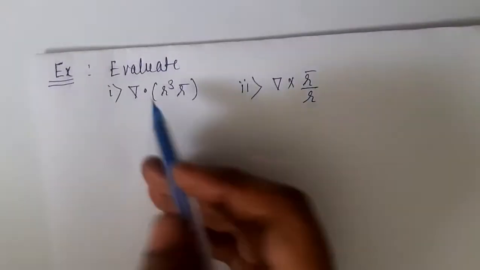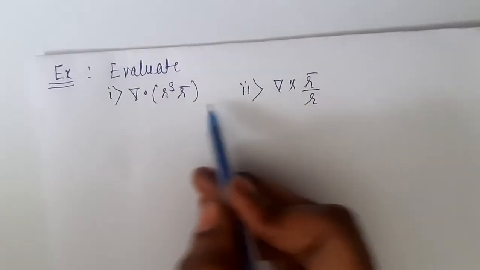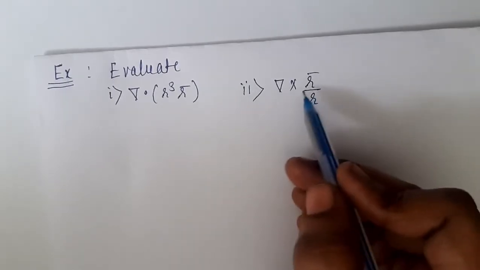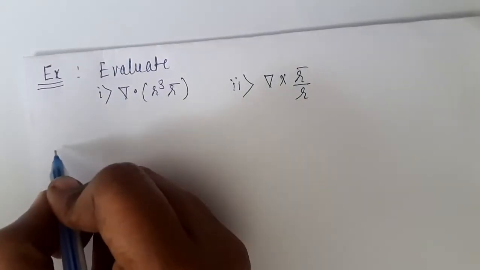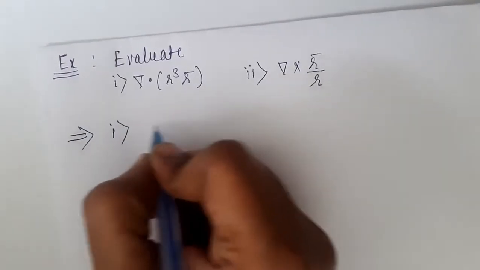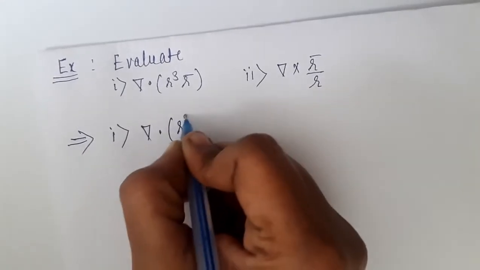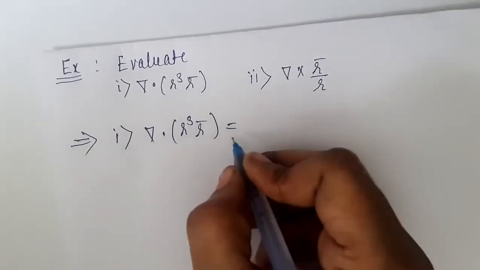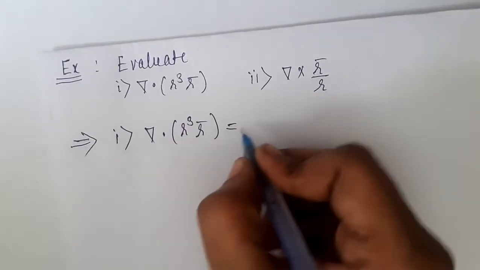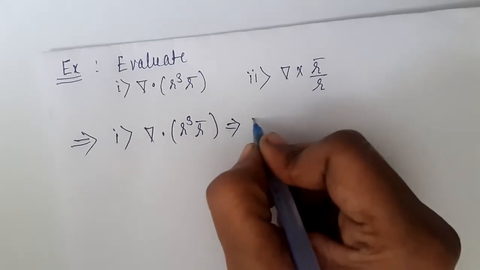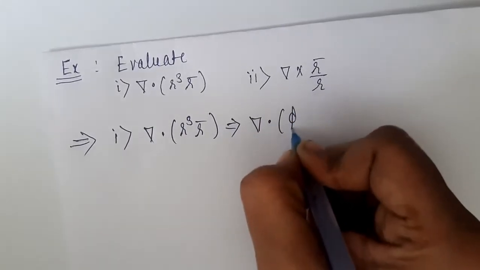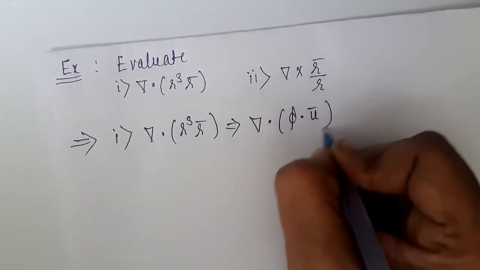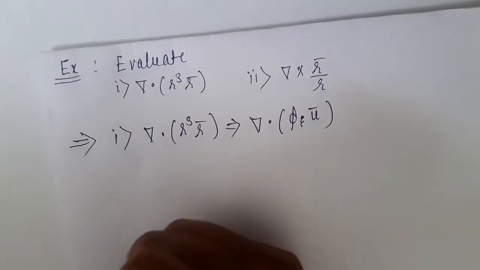So first example: evaluate del dot r cube into r, and the second part is del cross r bar into r. The question is to evaluate, so we have to find its answer. First, del dot r cube multiplied by r is equal to... if we observe carefully, can we compare this with del dot phi multiplied by u?